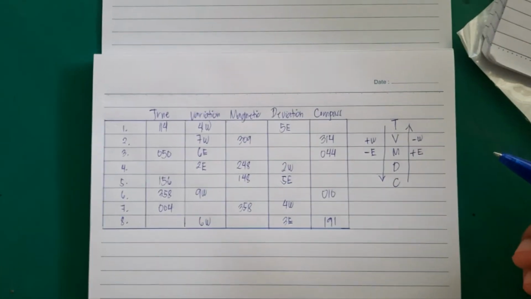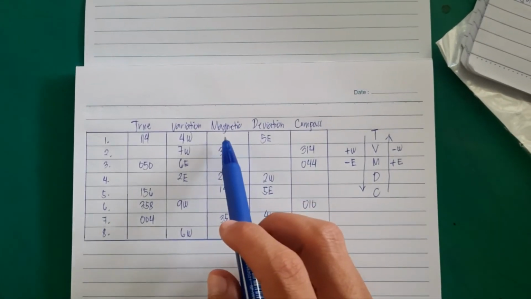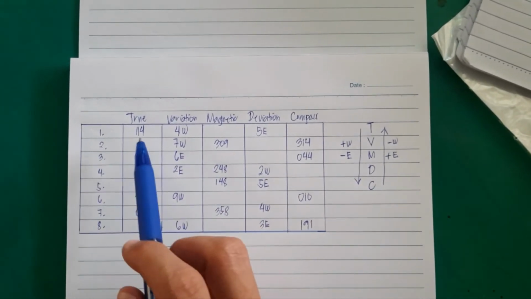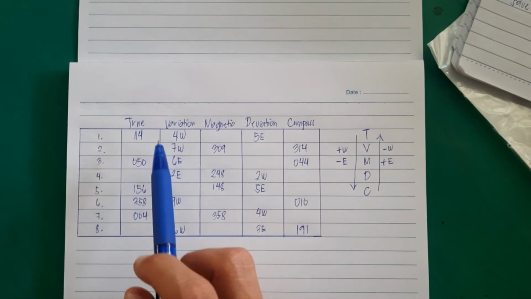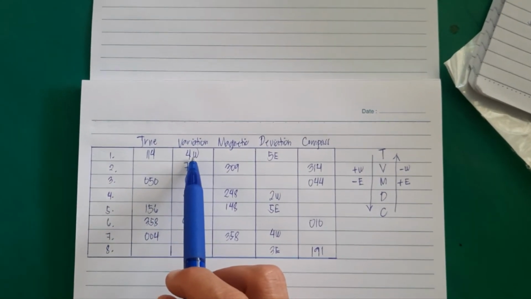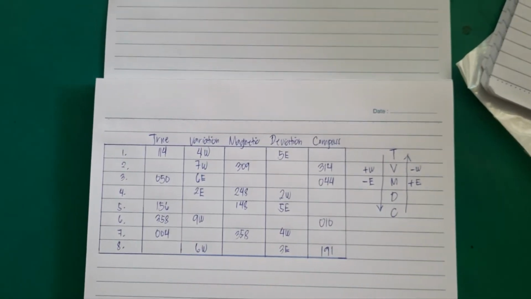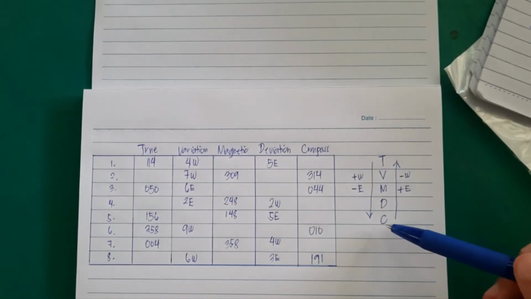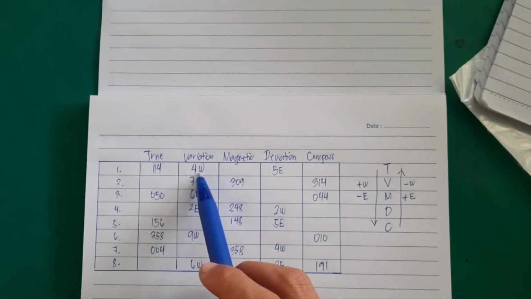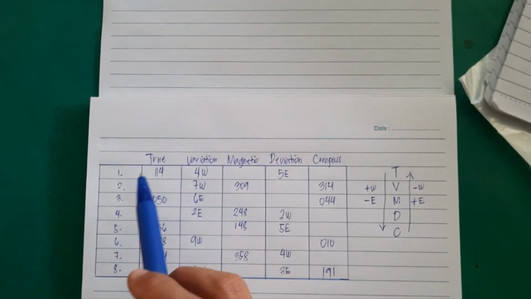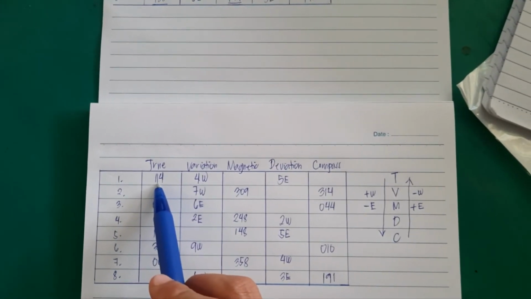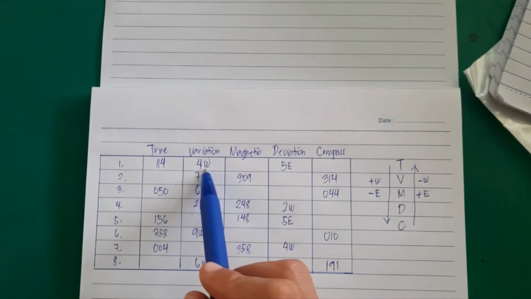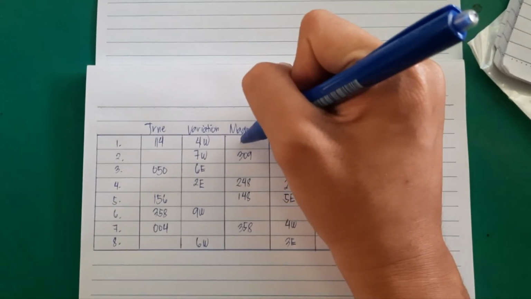And for number 1, the missing is the magnetic. So how can we get the magnetic? Since the true course is 114 degrees, 4 degrees west variation, the applicable rule for this one is true course to compass course. Since it is west, then it is add: 114 degrees plus 4 degrees west. So it is 118.